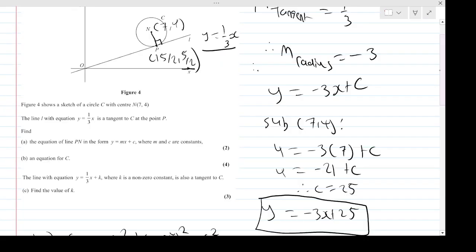Then it says the line with equation y is a third x plus k is also a tangent to C. Find the value of k. You might think perhaps at that point to substitute that equation into the equation of the circle that we just found, to find k. I don't think that will go too bad. It will take a bit long, but you might be able to do that.